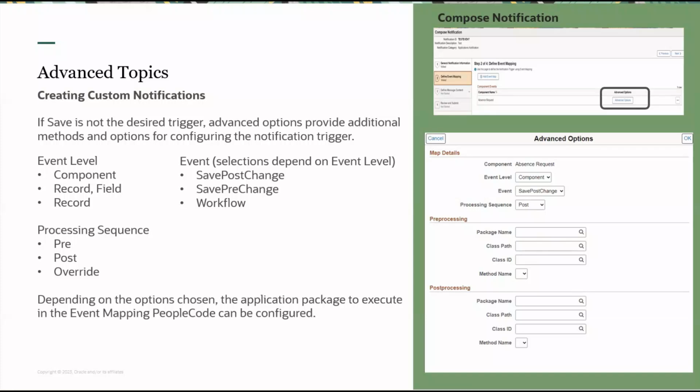You select the event level, whether it's at the component level, record field, or record level. And depending on the event level that you select, you can say, okay, I want this to be in save post-change PeopleCode, save pre-change PeopleCode, or workflow PeopleCode. This kind of dictates the different parameters that event mapping needs to know where and how to actually execute it.